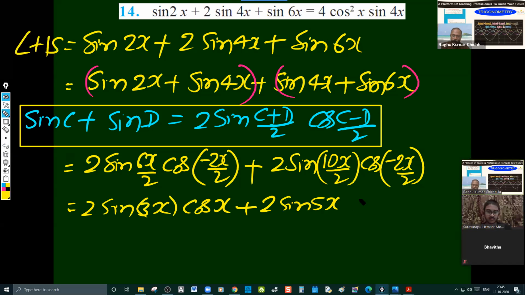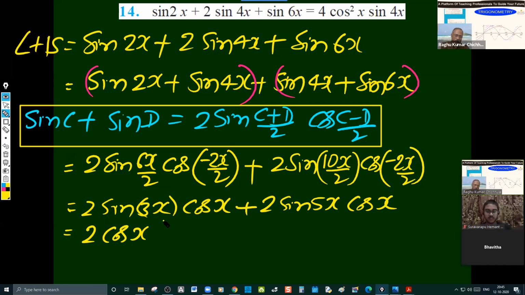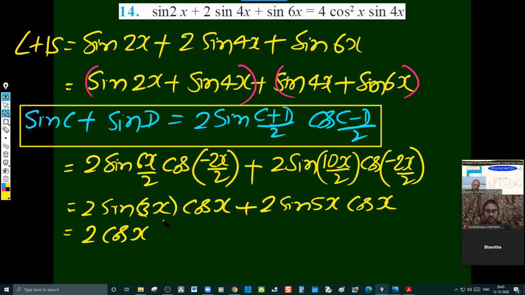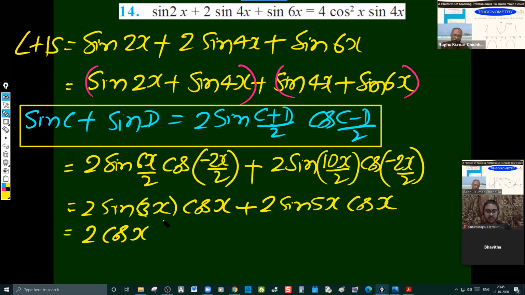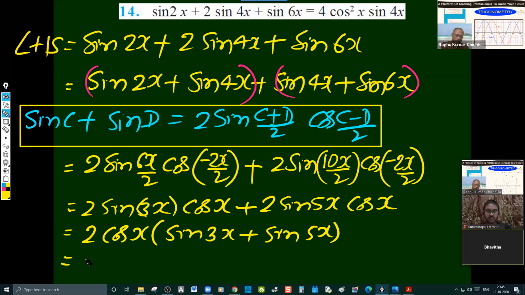Okay. Now, what can be taken common, Bhavita? 2 cos x. Very good. What is it that you get in the brackets, please? Sin 3x plus sin 5x. That's good. You tell me what is sine C plus sine D. Again, the above formula only. I need not specially write that. Come on, apply and tell me directly.